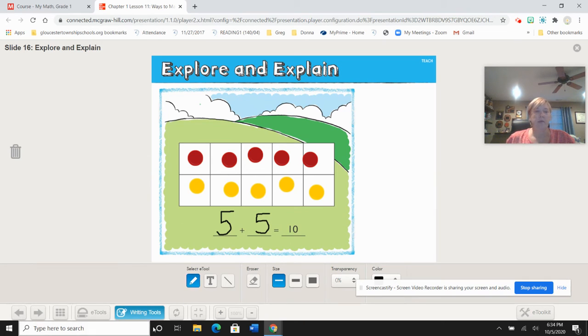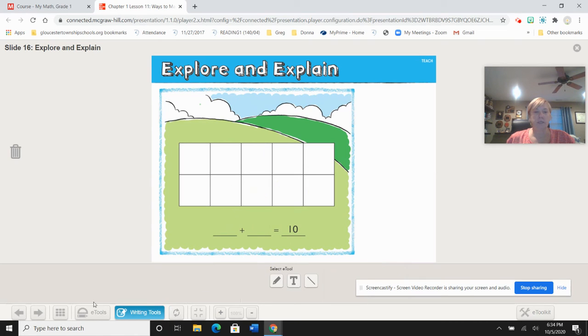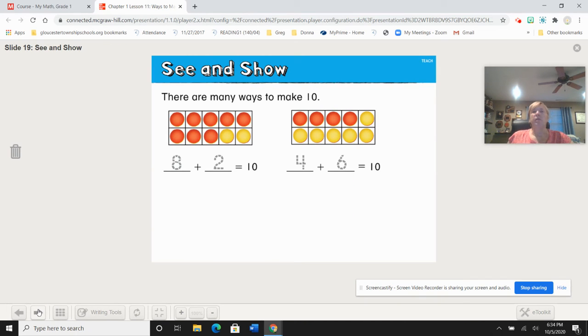Okay, now let's go to our see and show. Okay, well, they already have the base 10 filled in, okay? And so we're going to look, and you can trace the numbers, okay? And it says there are many ways to make 10. So let's see. They said it's 8 plus 2. Let's try counting. 1, 2, 3, 4, 5, 6, 7, 8, and then 2 yellow.